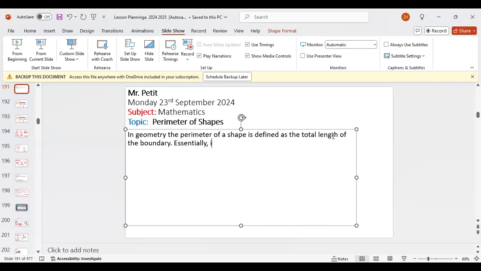Essentially, that is the perimeter. It is the distance around, and put a capital letter on "around," the shape. Now, please be careful: perimeter is not the same as area, all right? What's the difference between perimeter and area? Anyone know?